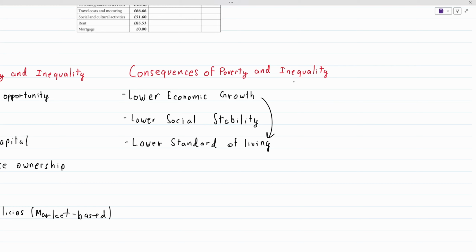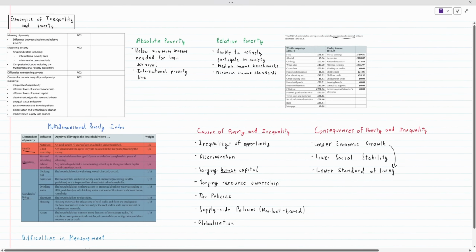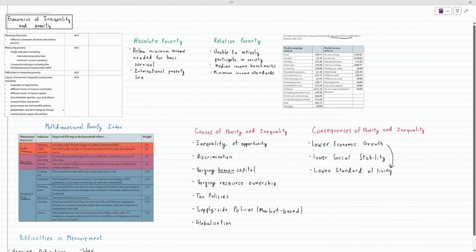As poverty increases and as inequality also increases, the average or median or mean income, whatever you want to call it, will go down in the country, which causes a lower standard of living. Basically, the quality of life for everyone falls. So that is the gist of everything up until the causes and consequences of inequality and poverty. In the next video, we'll look a little bit deeper into how we can actually solve all of these problems we've highlighted in the past two videos. Some ways of doing this will be tax, and another way will be regulation or market-based approaches. So yeah, that's it for this one.